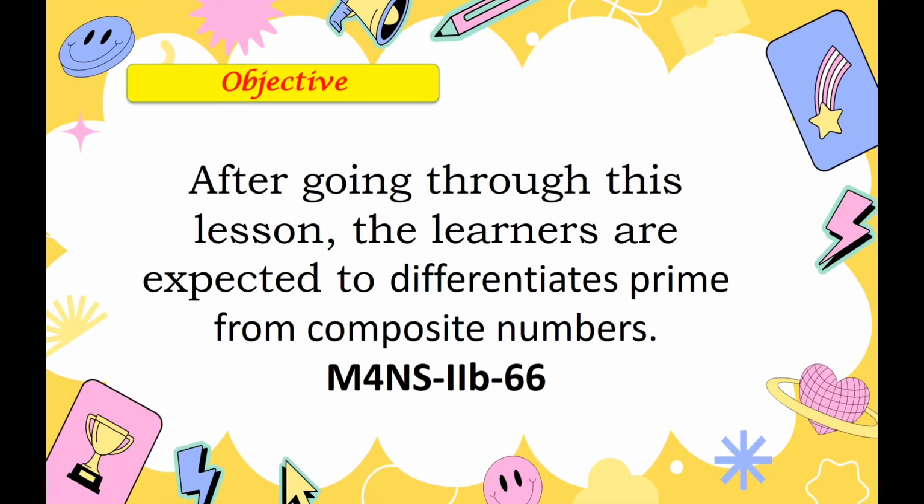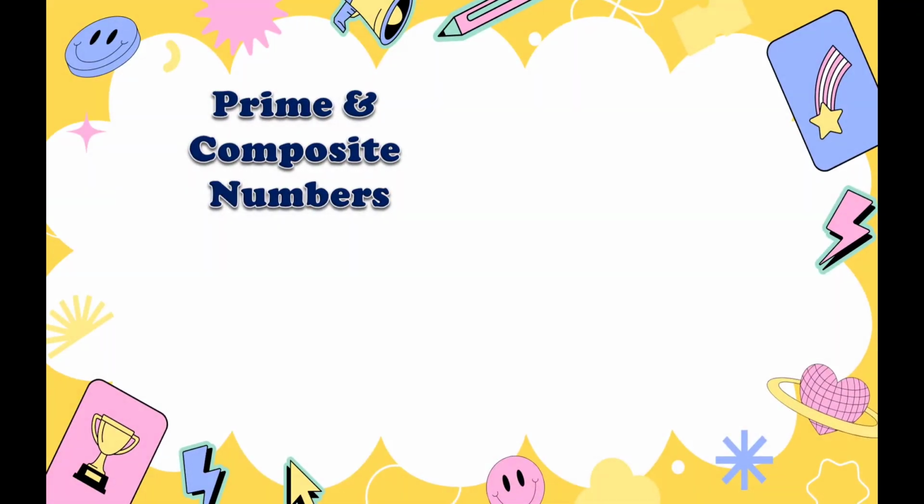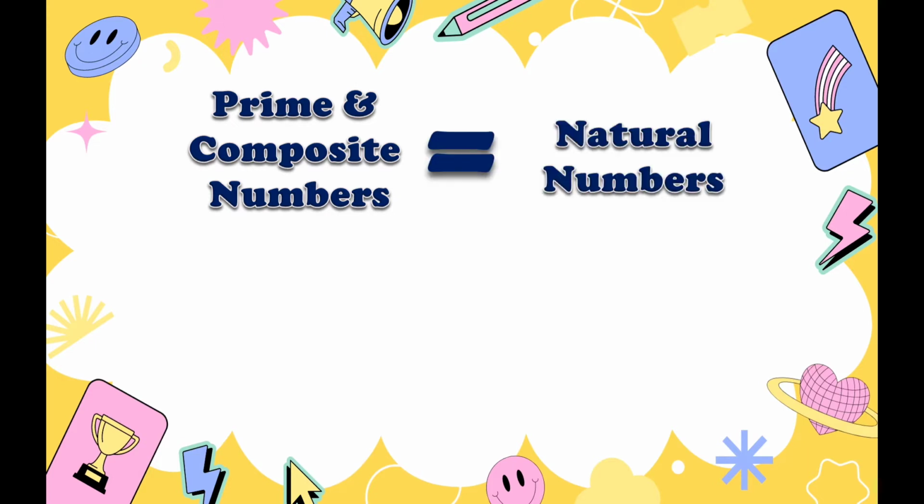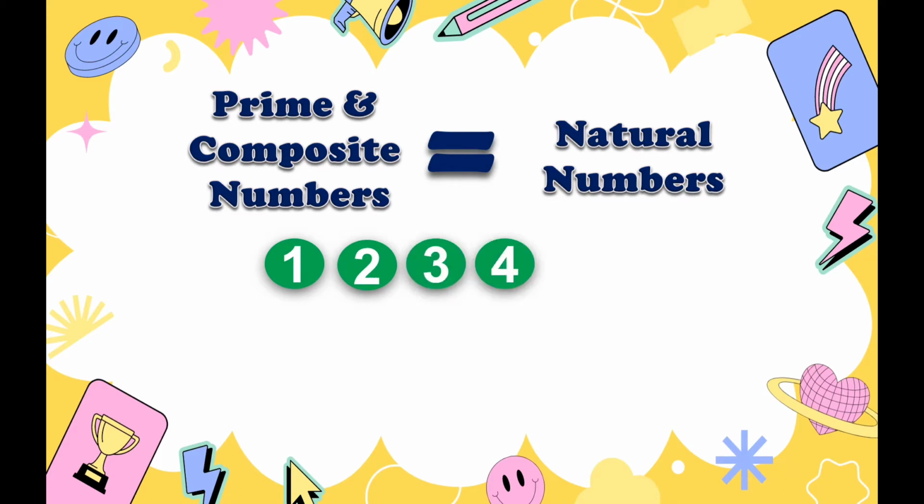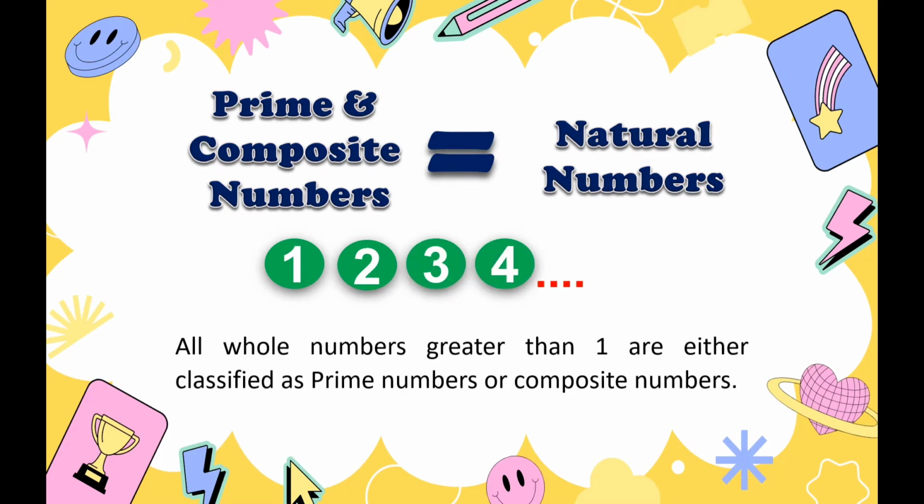After going through this lesson, the learners are expected to differentiate prime from composite numbers. Prime and composite numbers are equivalent to natural numbers, like 1, 2, 3, and 4, and so on. Take note that all whole numbers greater than 1 are either classified as prime numbers or composite numbers.